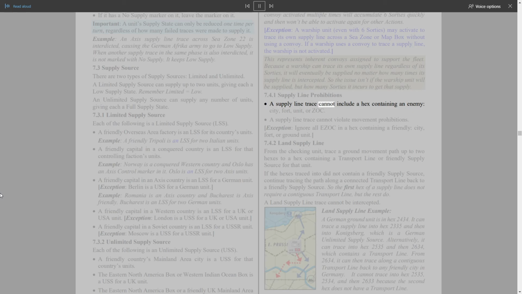A supply line trace cannot include a hex containing an enemy city, fort, unit, or service. A supply line trace cannot violate movement prohibitions. Exception: ignore all ESOC in a hex containing a friendly city, fort, or ground unit.